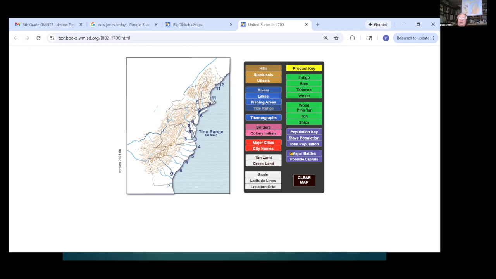You can turn on or off any one of these buttons. I mentioned indigo and rice a little bit earlier, and they're kind of crowded along the coast. I better turn the tide range off so we can actually see them.